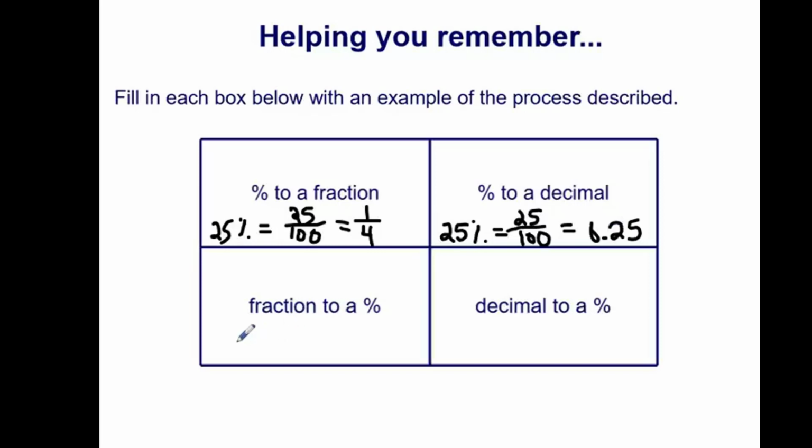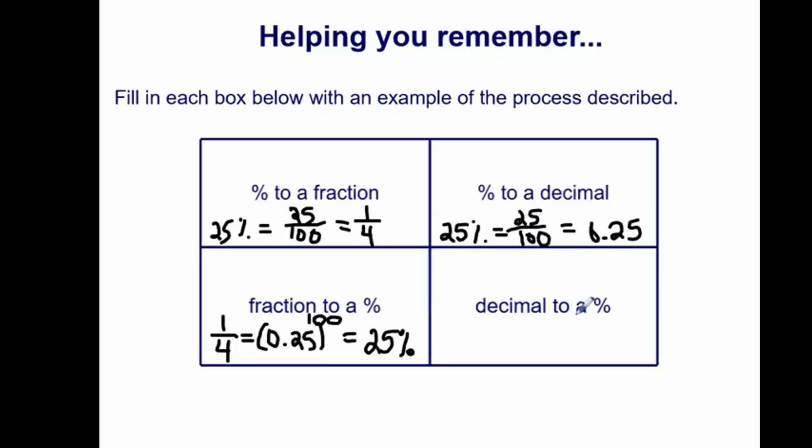Then we have a fraction to a percent. So let's go to our fraction 1/4. Let's write that as a decimal. Let's divide. 1 divided by 4 is 0.25. We're then going to multiply that number by 100 since, again, a percent is out of 100, which will give us 25%. So your fraction, divide to create a decimal, and then multiply by 100 to get your percent.